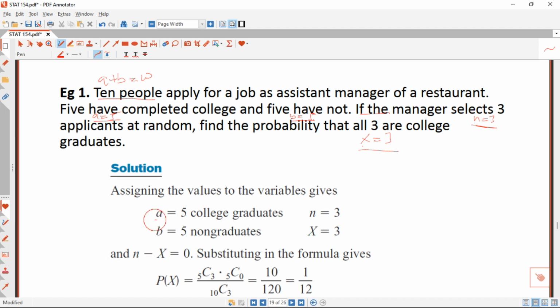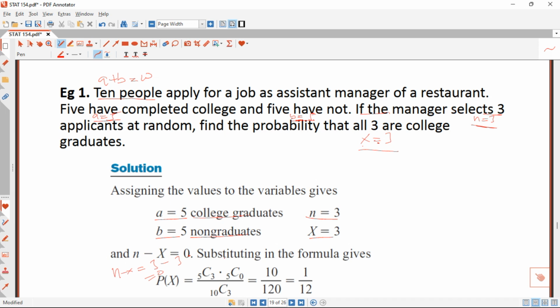So here, A will be equal to 5, which is for the graduate people. B is equal to 5, which is for the non-graduate people, because we are having them here. And then we have our n, the sample of applicants being selected, which was 3. And then our x was given as 3 here. So if we want n minus x, our n was given inside the question to be 3, minus our x, also given to be 3, which is going to give us 0, as you can see here.